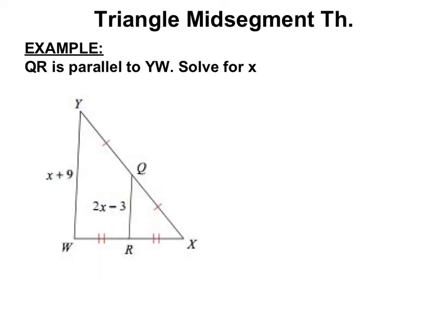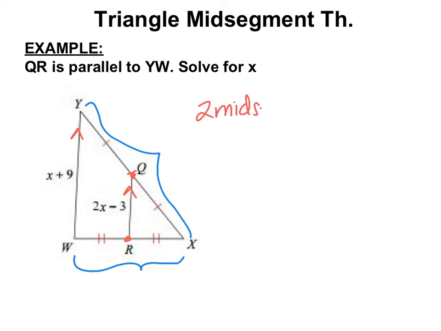So in this picture, you're being told that QR is parallel to YW. And you're also being told that it's the midsegment because Q is halfway between this side length YX and R is halfway between this segment WX. So Q must be the midsegment as well. So we know that there's that relationship that if I take 2 times the midsegment, I'm going to get the length of the side.